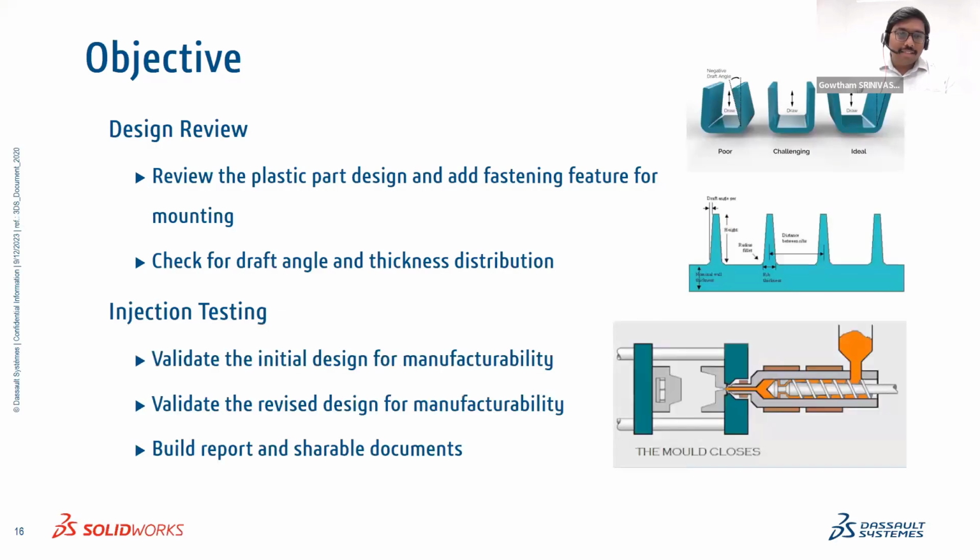And on the validation side, we will go through two design phases. One is the initial design. I will build the initial design and check for its manufacturability. And I'll also go with one more revision, building the part much more lightweight, because this is going to mount on the hand, so it needs to be lightweight to handle very easily. And finally, we will build a report and look at how to build a document which is shareable with everyone. Okay, let's go one by one.